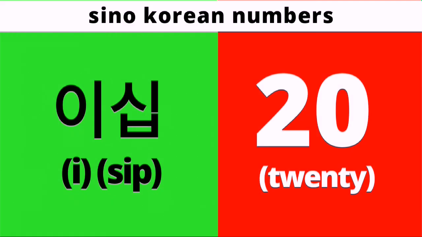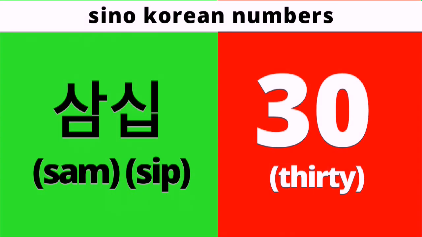Next is number 20. The Sino-Korean translation of this is e ship. E means 2 and ship is 10, so that would be the same as saying 2 sets of 10, and that is equal to 20. So e ship is the Sino-Korean version of 20.